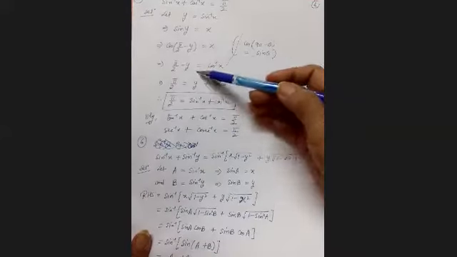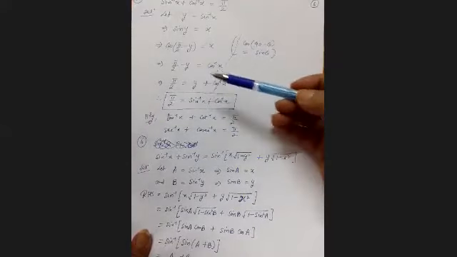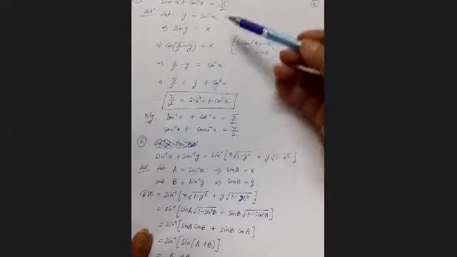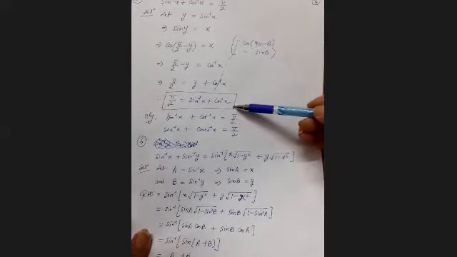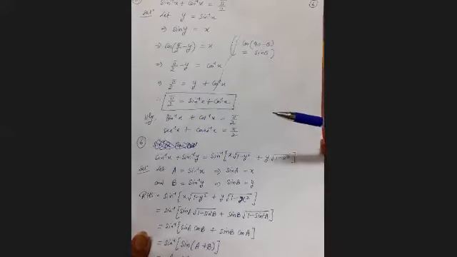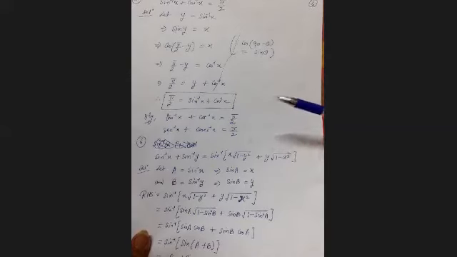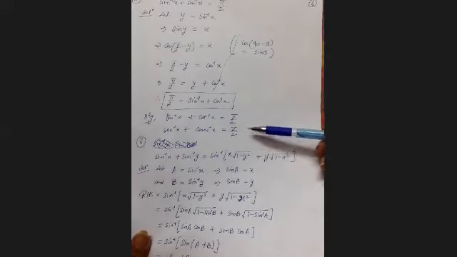Then pi by 2 minus y is cos inverse x. And then we take y on the other side, and y is sin inverse x. That's why we get sin inverse x plus cos inverse x is pi by 2. Similarly, we can prove these two: tan inverse x plus cot inverse x is pi by 2, and sec inverse x plus cosec inverse x is pi by 2.